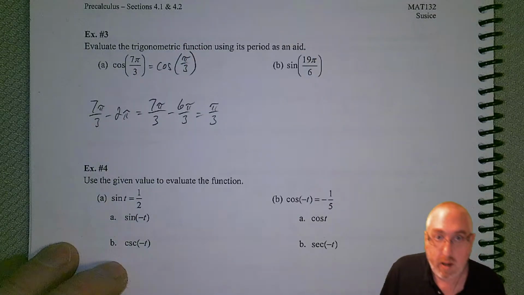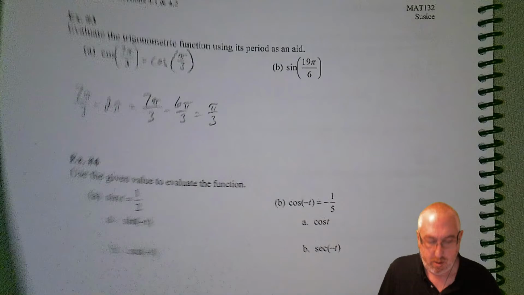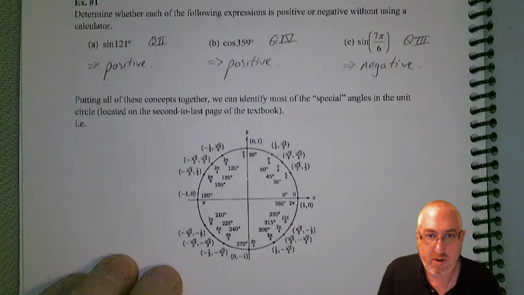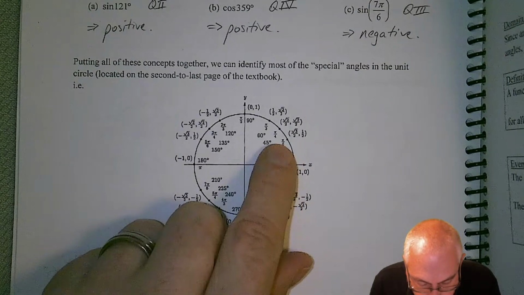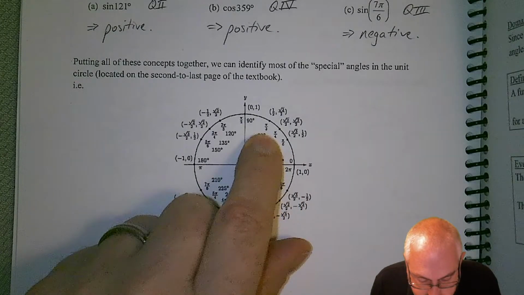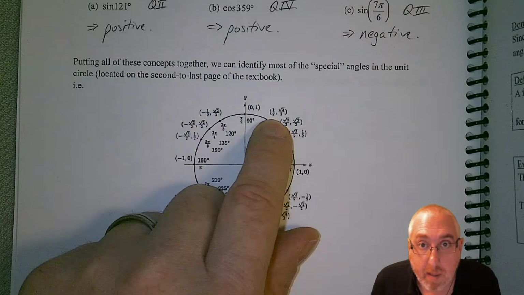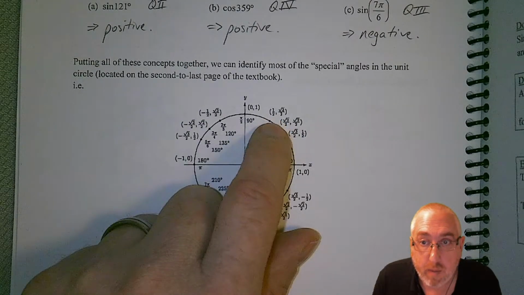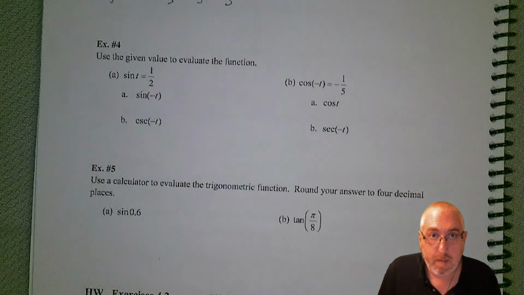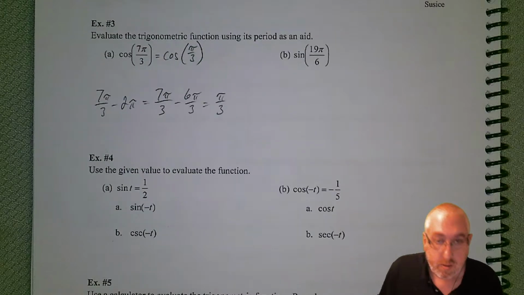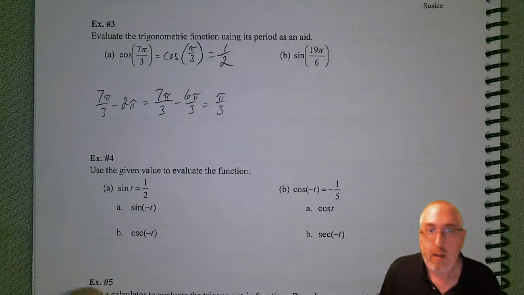So now all we need to do is go back to our unit circle, which was right on the previous page, and let's see, pi over 3. Pi over 3 is 60 degrees, and we want the cosine, so it should be a positive 1/2, that x value. So that should be our answer here. Slide this back down, and we're done.